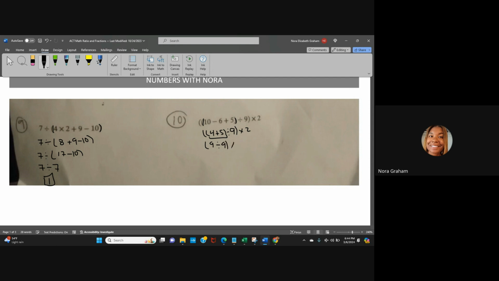Okay. I can still keep on going now. 9 divided by 9. That's almost like an identity, like what we had in number 9. So I'm just going to get 1 times 2. Anything times 1 in itself, it's going to be itself. So 1 times 2 is going to be 2. Answer for number 10 is going to be 2. Whoosh. So we were able to get through all of those.